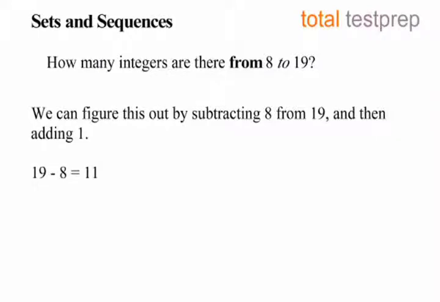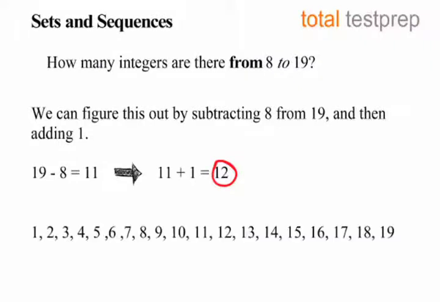So we would get 19 minus 8, which is equal to 11, and then adding 1 to that, 11 plus 1 is 12. So there are 12 numbers, or 12 integers, from 8 to 19.